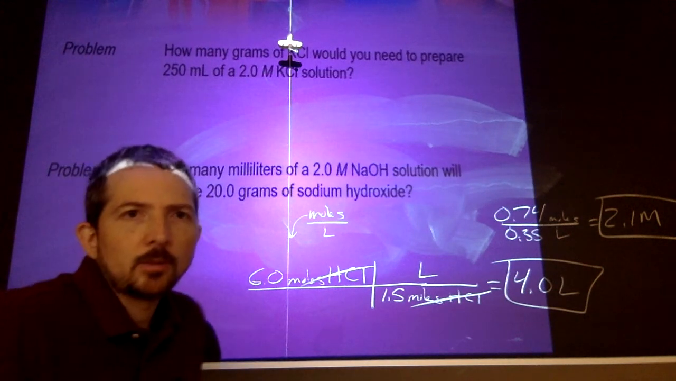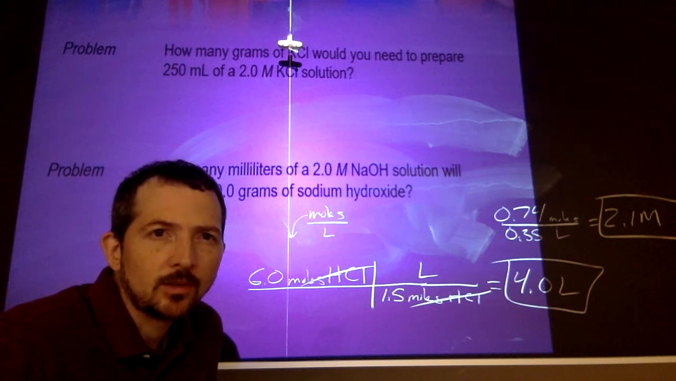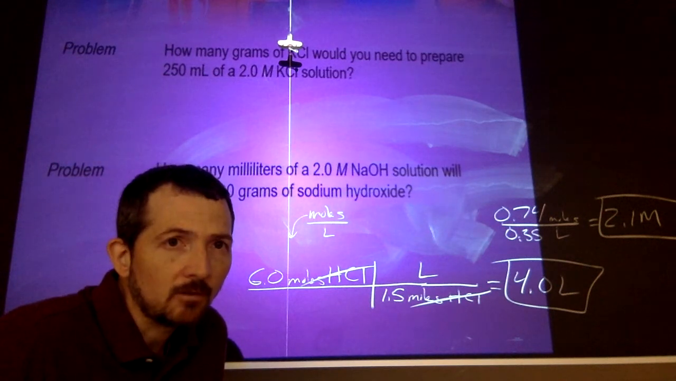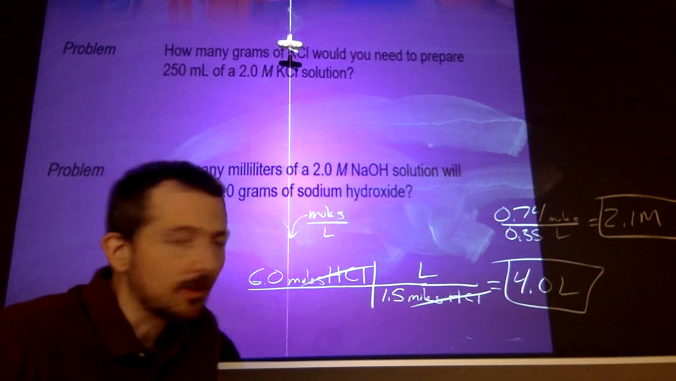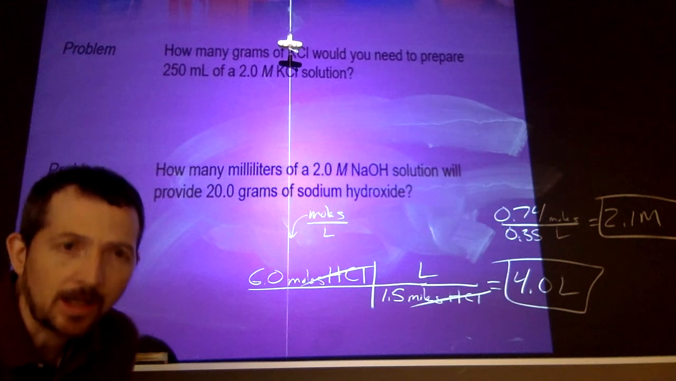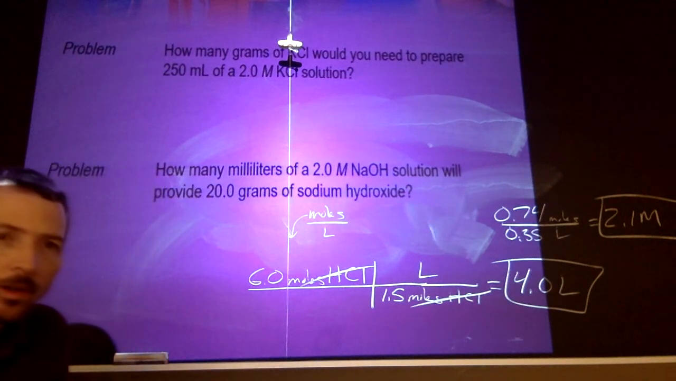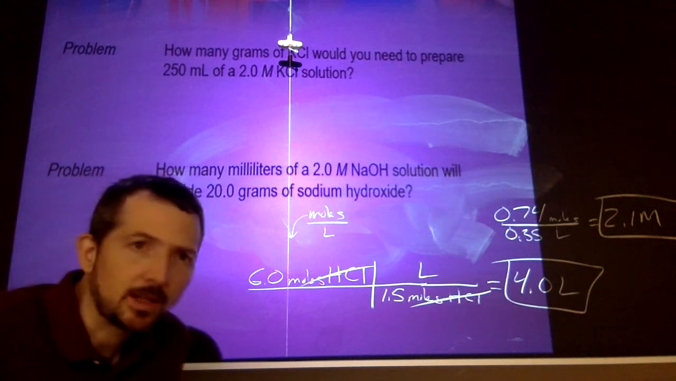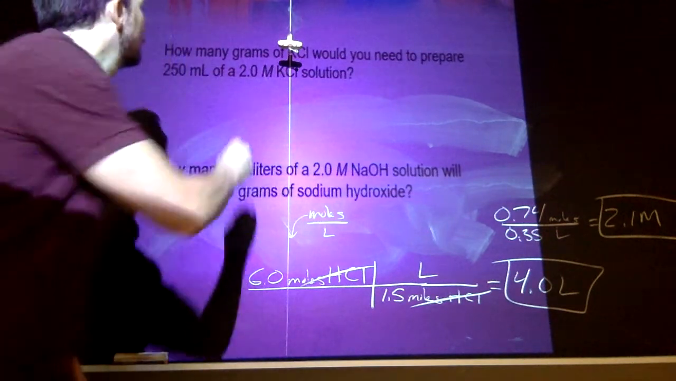So let's go on and work another problem. It says, how many grams of KCl would you need to prepare 250 milliliters of a 2 molar KCl solution? So again, my molarity is going to be a conversion factor. So the number I'm going to start out with is the 250 milliliters. I'm going to just do that conversion to liters in my head. Remember, it's moles per liter, so to get it to cancel out, I need it in liters. If I move my decimal point 3 places, 250 milliliters is the same as 0.25 liters.